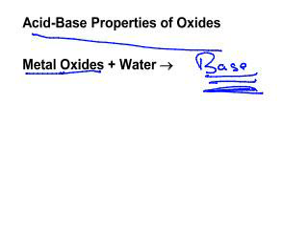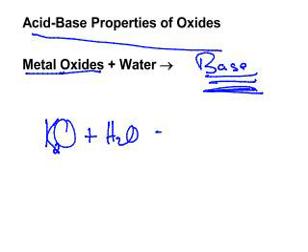Pick a metal oxide, Mr. Clemens. Potassium. That would be KO, right? No, oxide is -2 and potassium is +1, so it would be K2O. React with water, it makes a base. Bases are hydroxides, so it makes KOH, two of them, and to balance you have to put a 2.